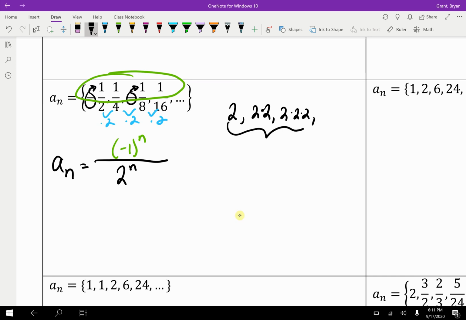Now notice you could have written this as 2 times 2 to the n minus 1, but then it's 2 times, and this is to the first, so we just add those exponents together, I think, right? And when you add them together, you get 2 to the n.